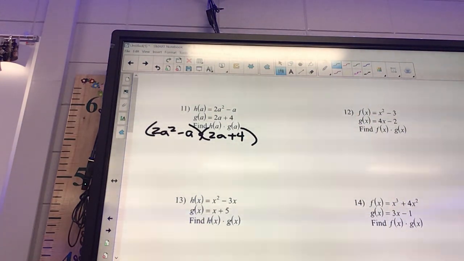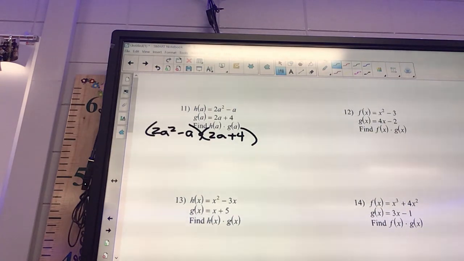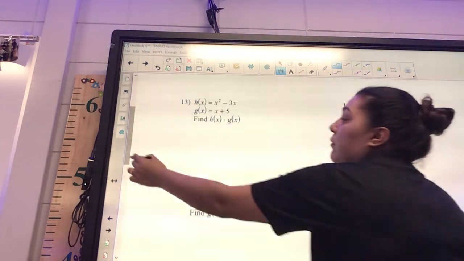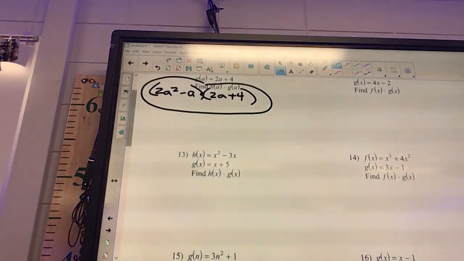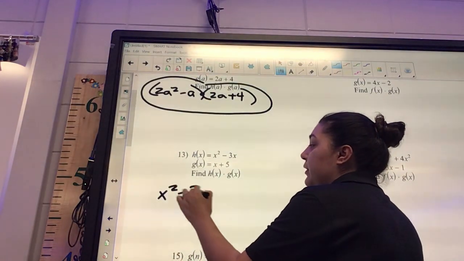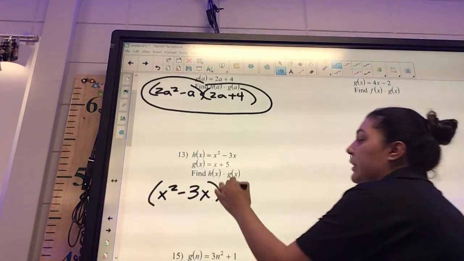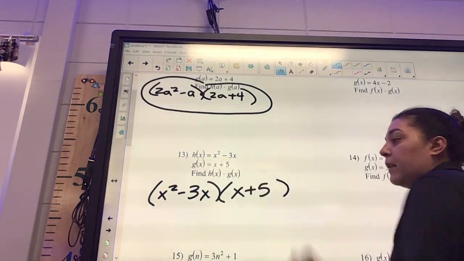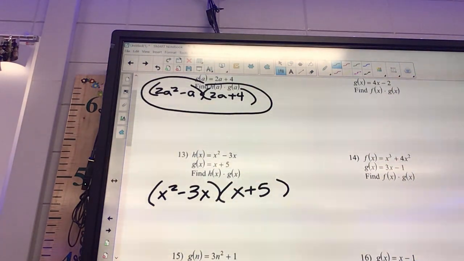Okay, really you need to go like boom, boom, boom, boom, and multiply all 4 pieces. We're not going to do that today. Okay, so it should look like that. That means that one times that one. Okay, and so this is done. Okay, so if we look at 13, we got h of x. It's going to be x squared minus 3x, put parentheses around it, times, what is my g of x? X plus 5. Okay, and so it's done.